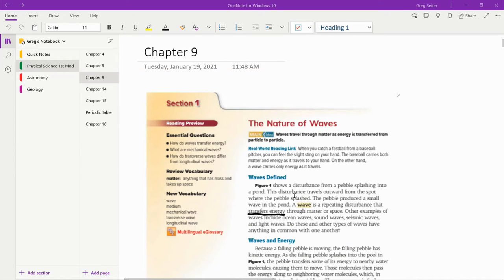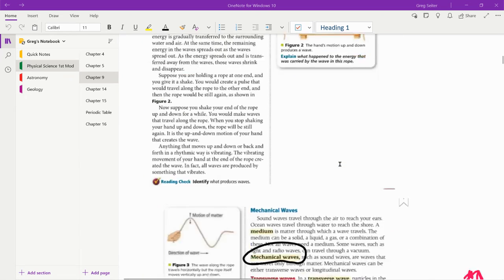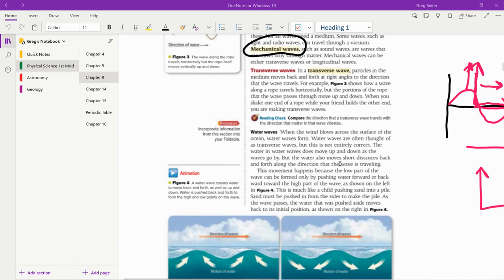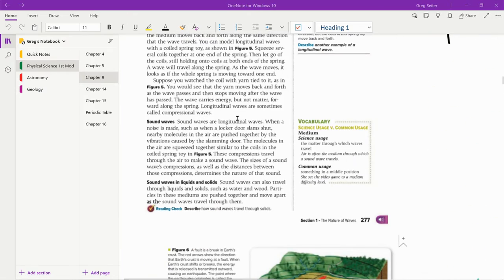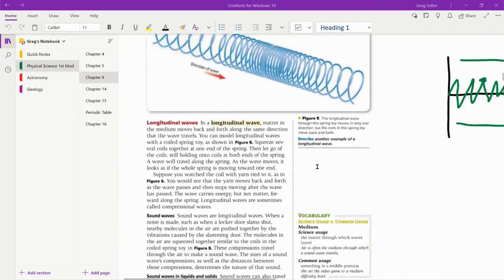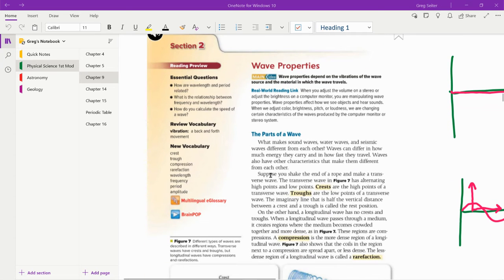So we originally started right here with the nature of waves, and we've worked our way down through. I know it's been several days since we've done any of this, so I'm just refreshing your memory. Remember, waves carry energy, wave properties, and there's two different types of waves. Remember the transverse waves, compressional waves.